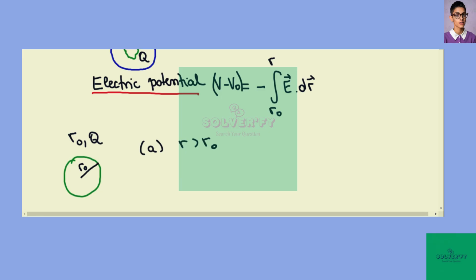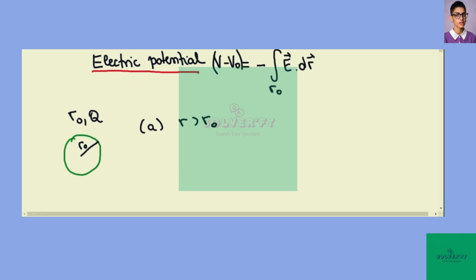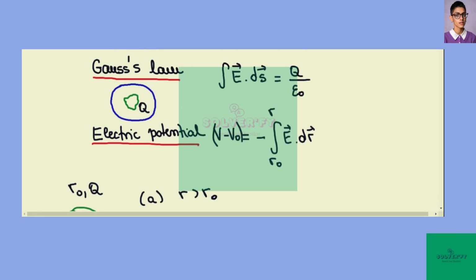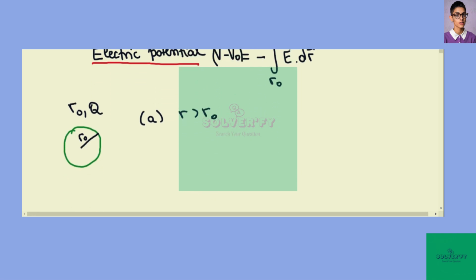Well, in that case, we can use Gauss's law in order to find the electric field, and then with that we can find the electric potential. The first thing we need to notice is that when R goes to infinity, we want V to go to zero. Okay, so that's something that we're going to impose over our equations.